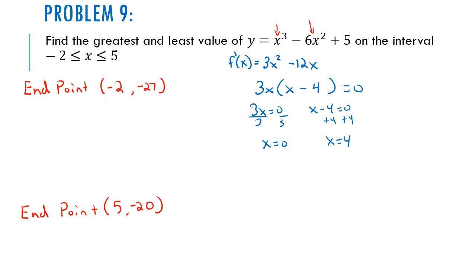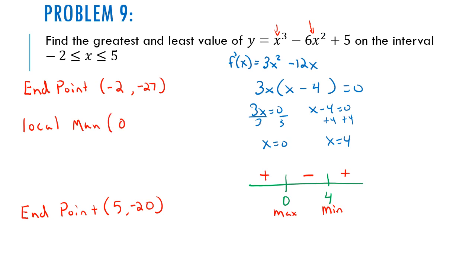So now I have a sign diagram at 0 and at 4. Once again, if I take my derivative and plug it into my graphing calculator, I can see that to the left of 0 is above the x-axis, between 0 and 4 is below the x-axis, and to the right of 4 is above the x-axis. So that means I know this is a local max, and this is a local min. So I know I have a local max with 0, a local min with 4.